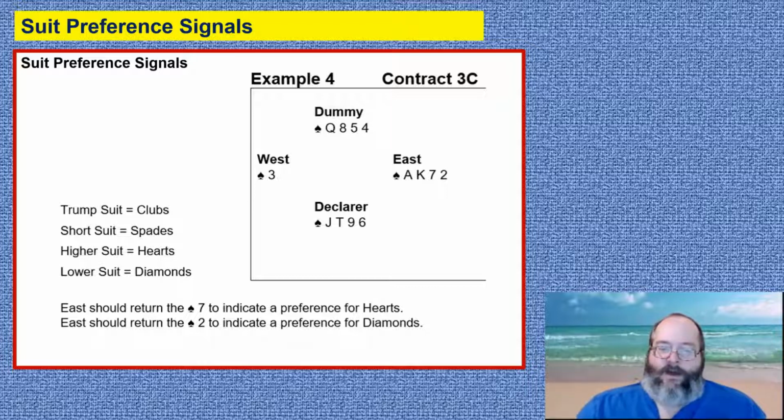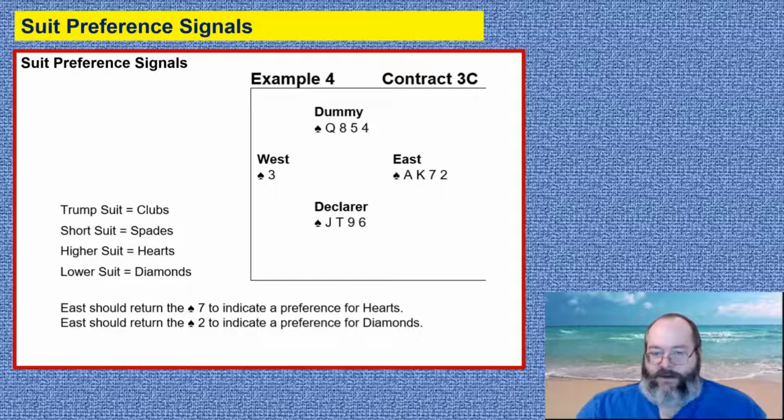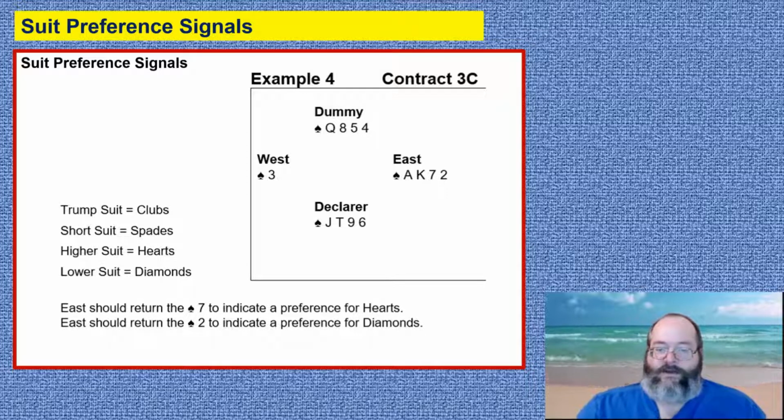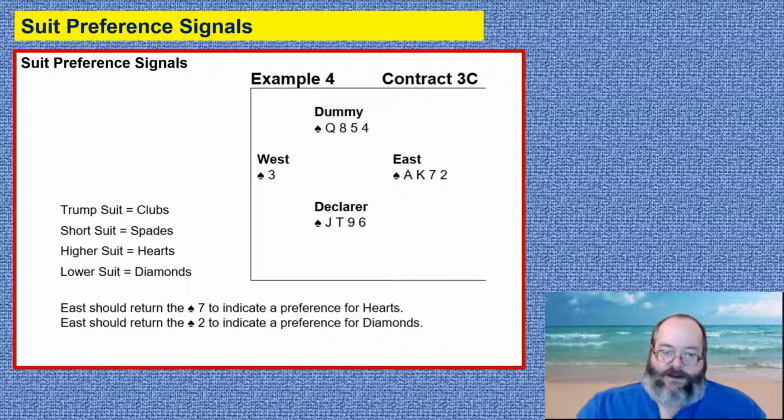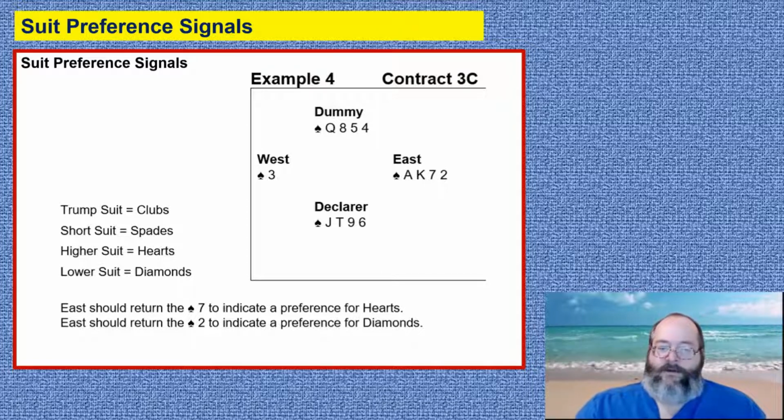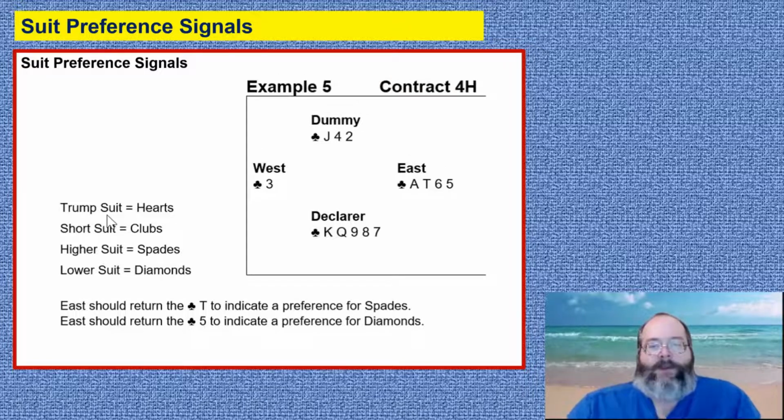Okay, so I'm definitely going to take my first 2. West is going to be out, and then I choose my next card based on the suit I would like returned, right? 7 of spades, preference for hearts. 2 of spades, preference for diamonds, because hearts are higher, diamonds are lower, right? Trump don't count.